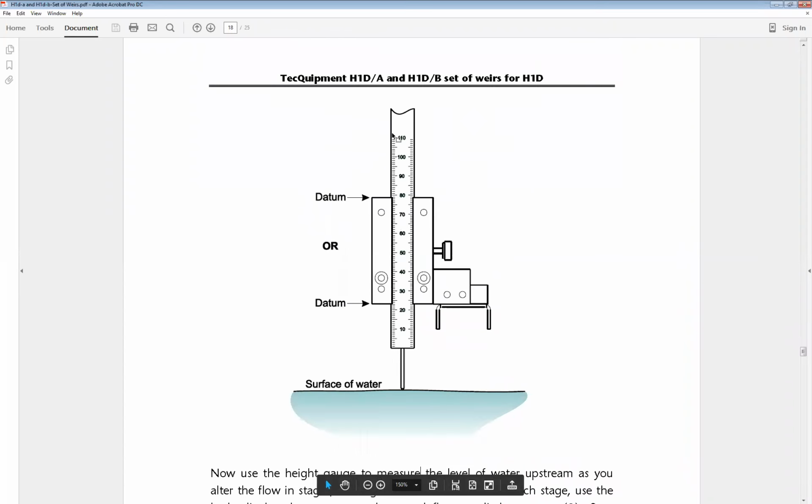And this is the ruler, the vertical ruler that you can use. You need to tangent the tip of this ruler. There's a nailing part here, and you can touch the water surface with it, and you can measure this one.